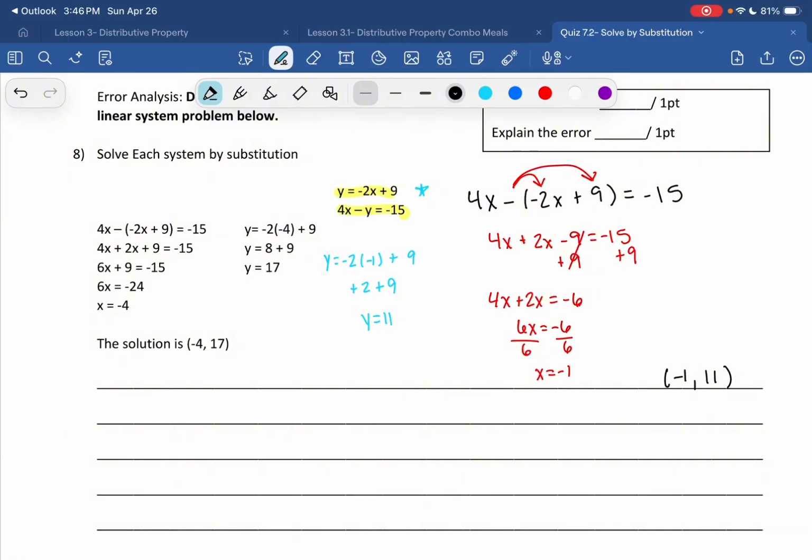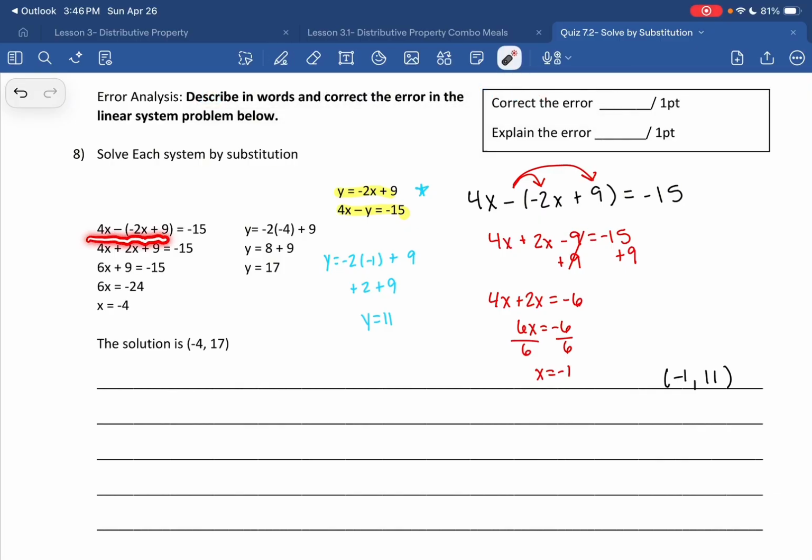Now we're going to compare our work to their work. Looks like in this first step they have 4x minus negative 2x plus 9 equals negative 15. And that's what we have, right? The second step, they have 4x plus 2x plus 9 equals negative 15. But we have negative 9. So we know that the error they made was they did not distribute the negative 1 to the 9, because that should be negative 9. So that's what you should have explained in your answer with a full sentence.